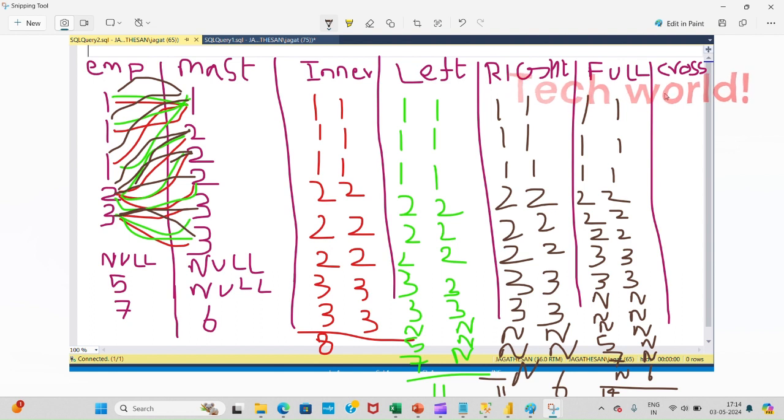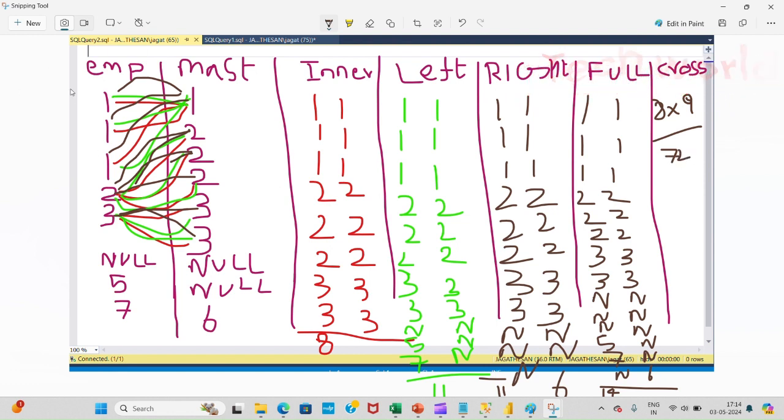Cross join means Cartesian product. It's a Cartesian product, it's a multiplication. So the number of records here is 8, and in the other table the number of records is 9. So 8 into 9 is 72. So 72 combinations will be there.